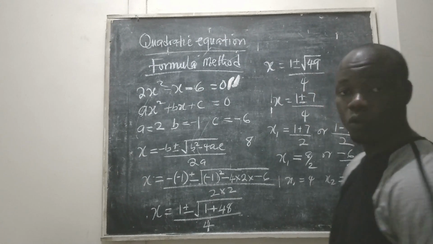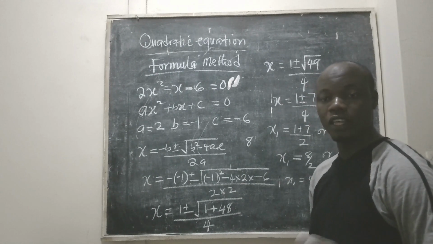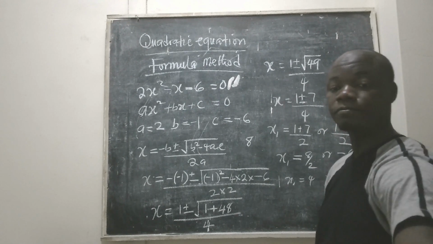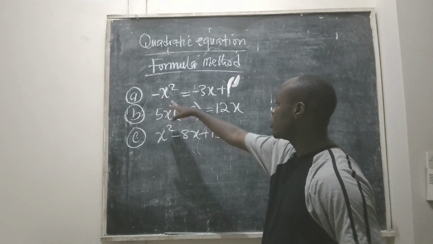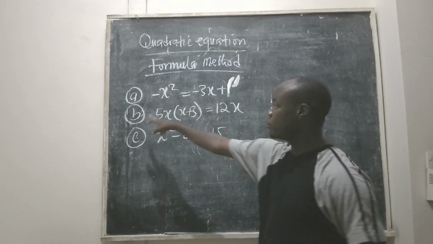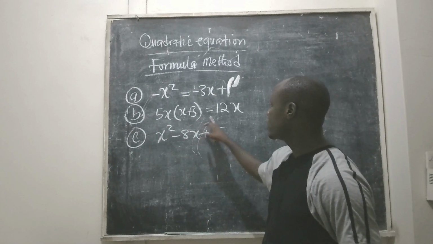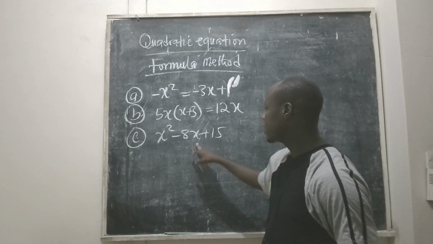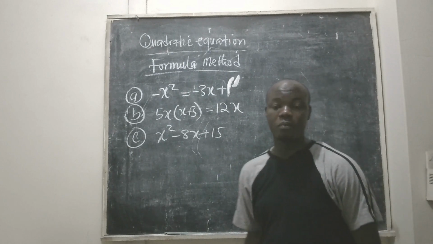So I think I am going to give a few questions, like 2 questions. You try them and you put the answer in the comment section. Okay, ladies and gentlemen, you can try this. A: minus x squared is equal to minus 3 plus 1. And B: 5x open bracket x plus 3 close bracket equals 12x. And we also have x squared minus 8x plus 15. So try this and get the answer using the formula method.